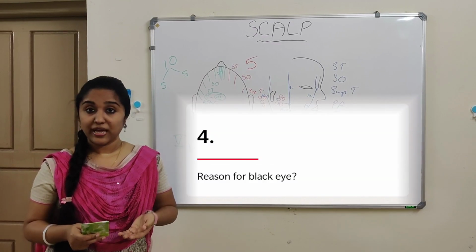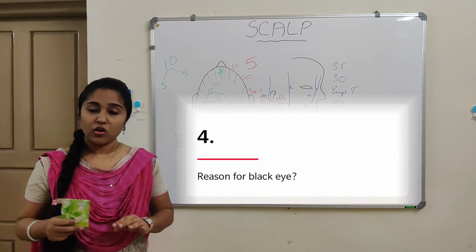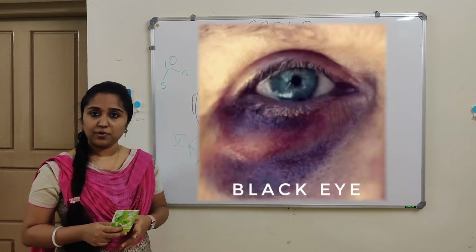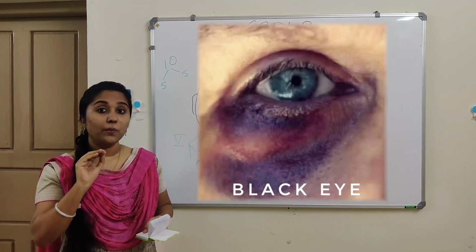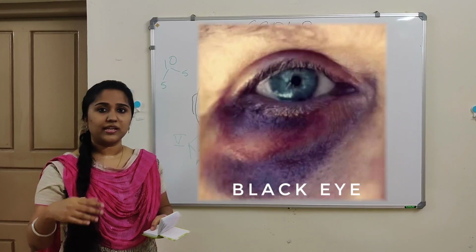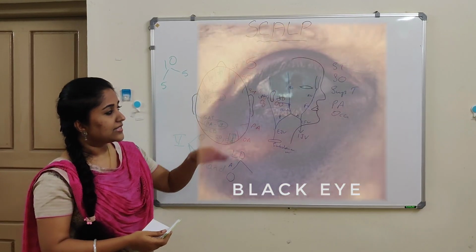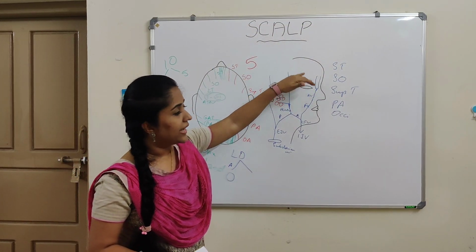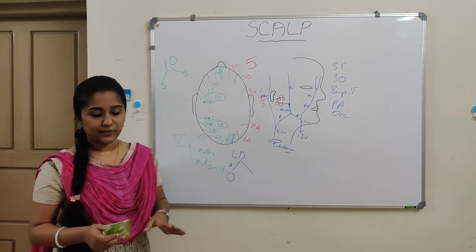Now, the reason for black eye, I have already told in the last session. Black eye occurs due to injury, and because of no bony attachments of the frontalis muscle that we have seen, the blood can seep through the subcutaneous tissue and accumulate under the eyelids, causing the black eye.